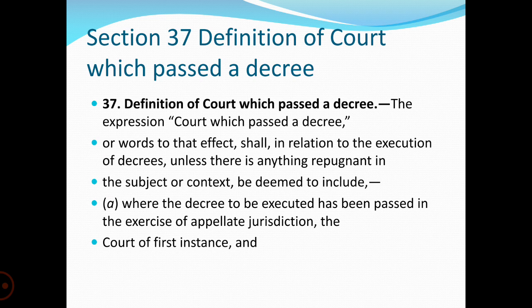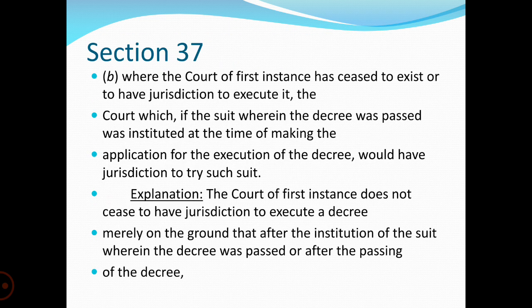A, where the decree to be executed has been passed in the exercise of appellate jurisdiction, the court of first instance, and B, where the court of first instance has ceased to exist or to have jurisdiction to execute it, the court which, if the suit wherein the decree was passed was instituted at the time of making the application for the execution of the decree, would have jurisdiction to try the suit.